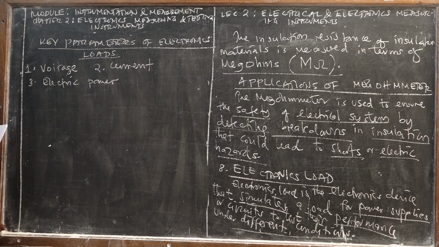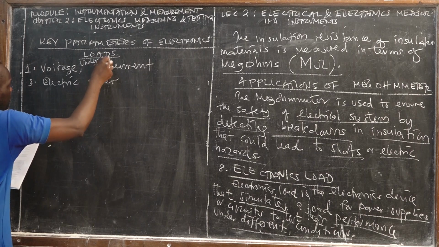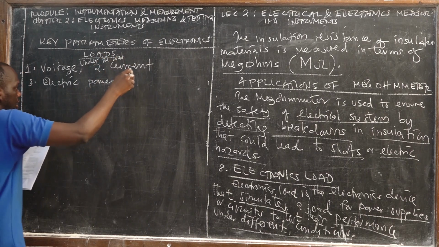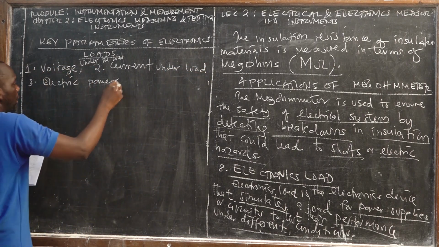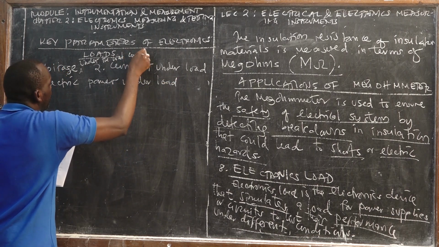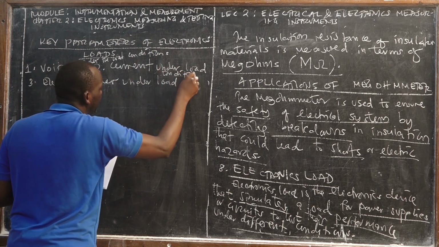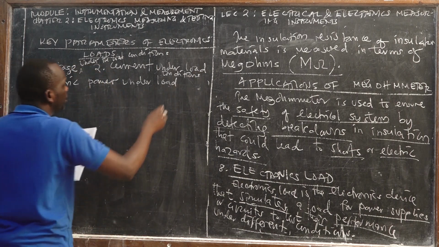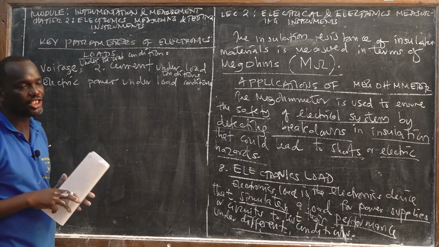Electric power under the load condition. So electric power, voltage, currents, all of them under load. The supply voltage under the load. Current under load condition. Electric power under load condition. So here we need load conditions, and this one under load conditions. So these are the three important key parameters.